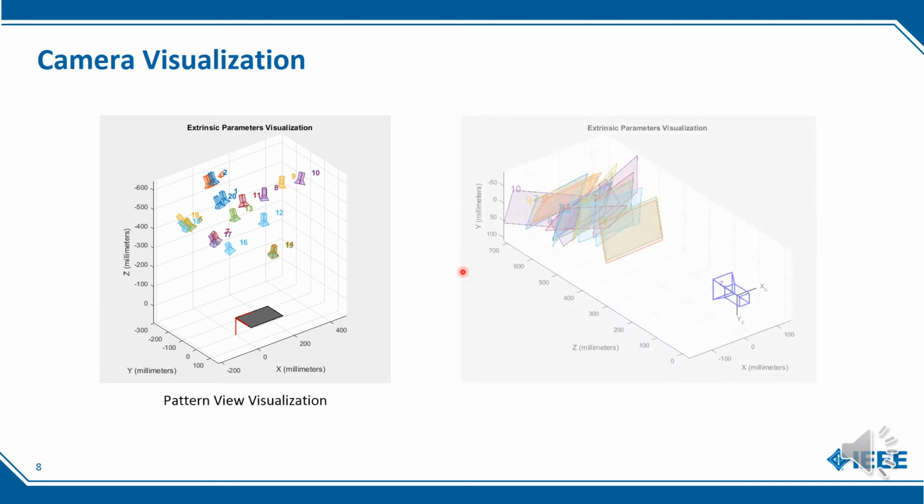The 3D extrinsic parameter plot provides a pattern visualization and camera view visualization. The pattern visualization is more helpful when the pattern is placed at a fixed position. On the other hand, camera view visualization is more suitable when the test images are captured by placing a camera at a fixed position.